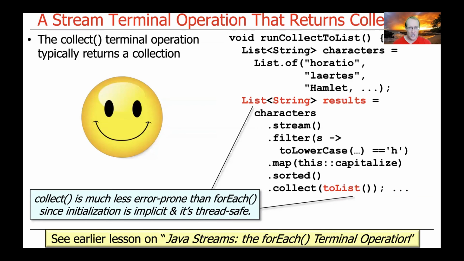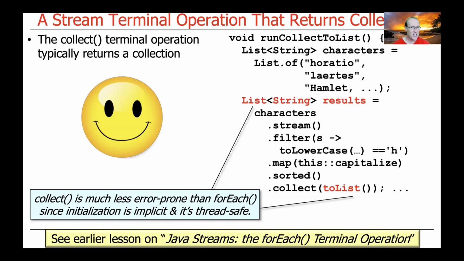This collector, collect in general, is much less error prone than the forEach terminal operation with a side effect. If you recall, we had looked before at using forEach, passing in a method reference that will add the elements to a local variable of type list. Remember, you had to not forget to allocate that local variable. It was just very error prone, very tedious, very brittle. So by and large, using collect is way better than using forEach for most common operations.